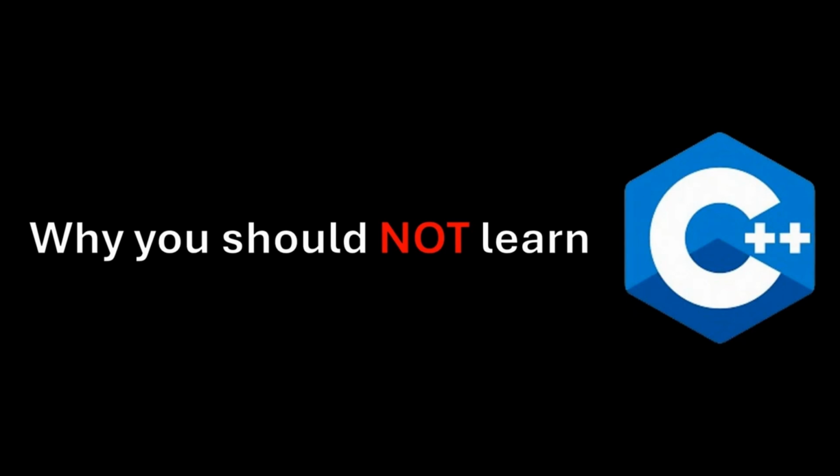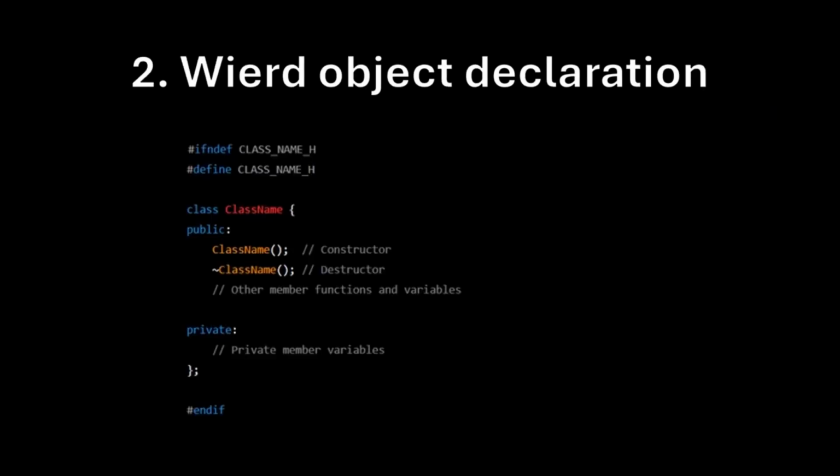This is why you should not learn C++. Beautiful error messages. Look at this. Why? With object declaration. Like, what the hell is this? Public, private, and semicolon. The colon.